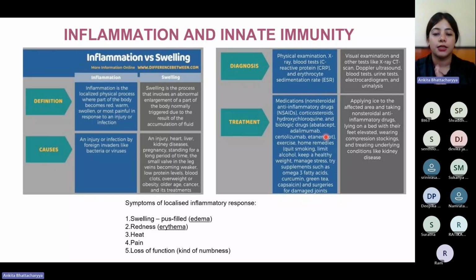So then what are the symptoms of a localized inflammatory response? Before I get there, you should keep in mind that here we are repeatedly calling it localized. Why so? Because there are certain diseases or conditions where patients suffer from a very hyperactive immune response for very long durations.